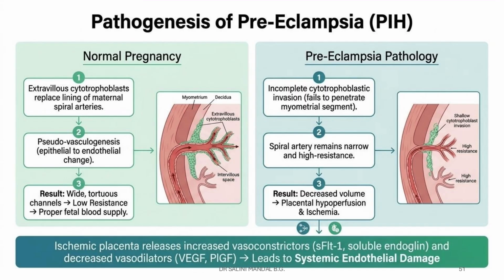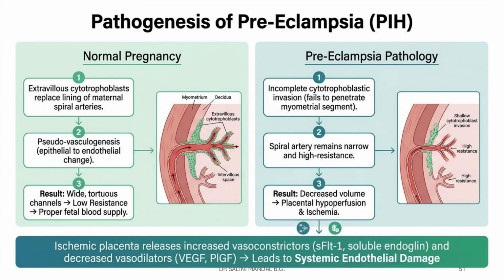Okay, and the ischemic placenta will release increased vasoconstrictors and decreased vasodilators, and that is why systemic endothelial damage will be there. This is the pathogenesis of preeclampsia. Everything is contained in that. Okay, so what is going to happen?